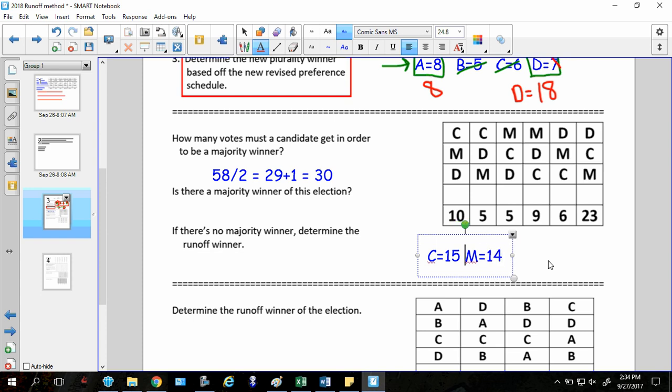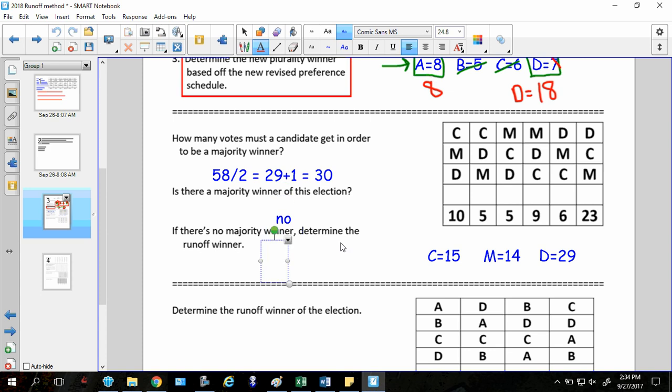Let me space that out a little more. And then lastly, D ended up getting 26 votes. So I said 26, I meant 29. D was my highest vote getter, but he didn't get 30, so he's not the majority winner. So the answer to the next part, is there a majority winner? No, there's not a majority winner. So now it's time to do a runoff.